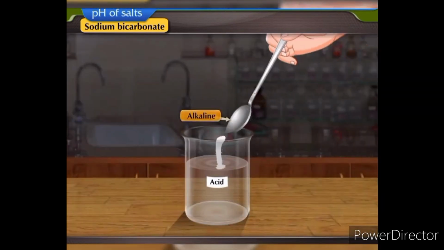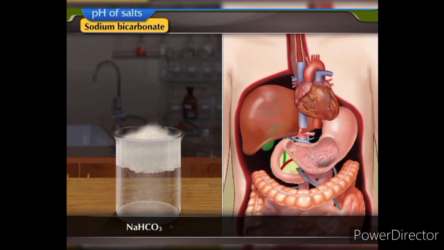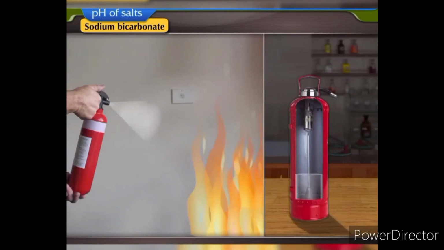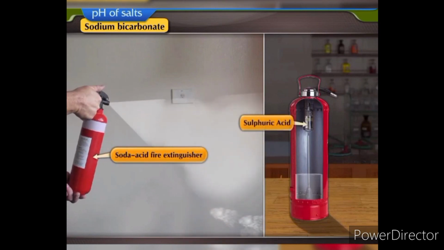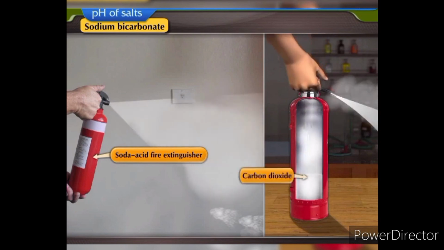Being alkaline, it can be used to neutralize an acid. It is therefore used as an ingredient of antacids. Sodium bicarbonate reacts with excess hydrochloric acid of the stomach to form sodium chloride, water and carbon dioxide. Sodium bicarbonate is also used in soda acid fire extinguishers where it reacts with sulfuric acid to release carbon dioxide. This carbon dioxide extinguishes the fire.